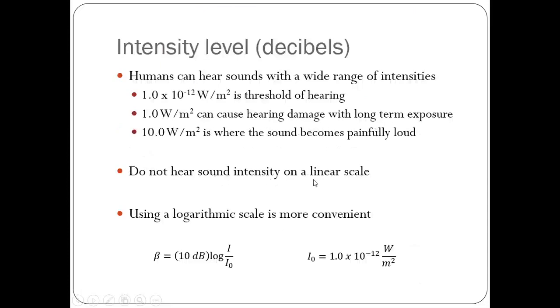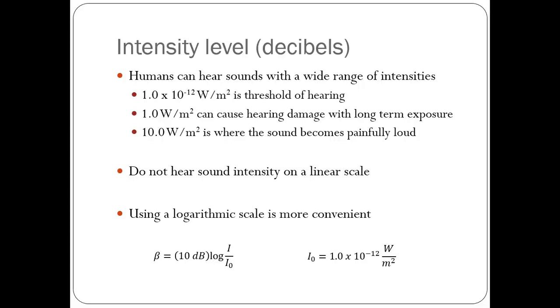Now the weird thing about intensities is that humans are actually able to hear sounds with a wide range of intensities. What's called the threshold of hearing is 1 times 10 to the negative 12 watts per meter squared, a very, very soft sound. You can imagine this like a mosquito buzzing by your ear, that type of sound.